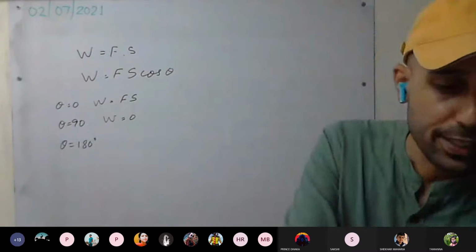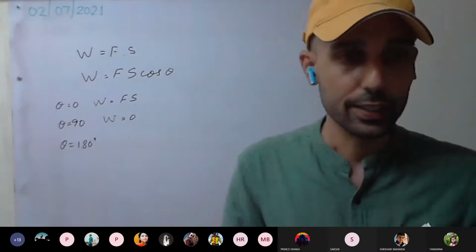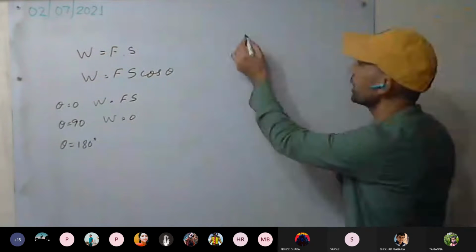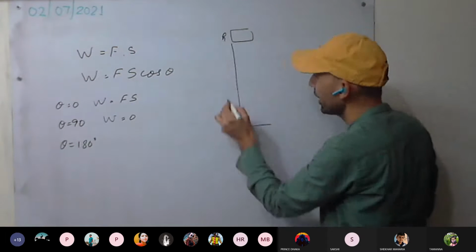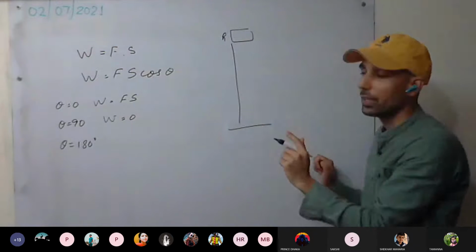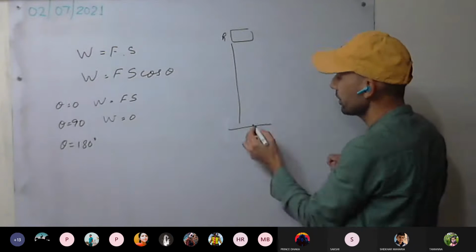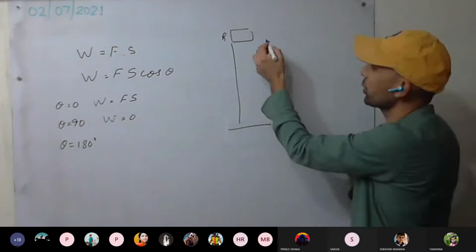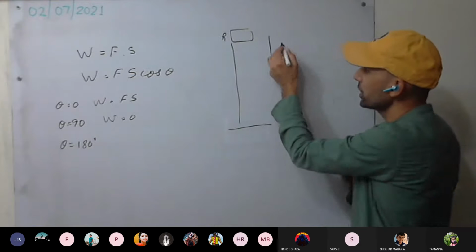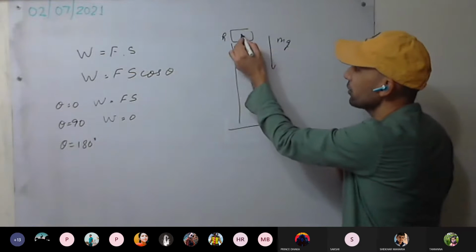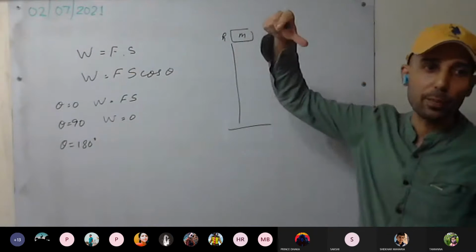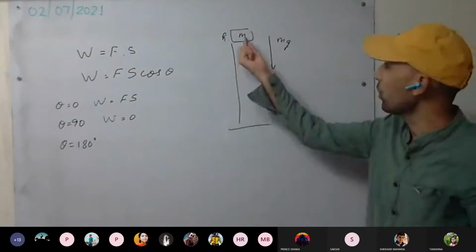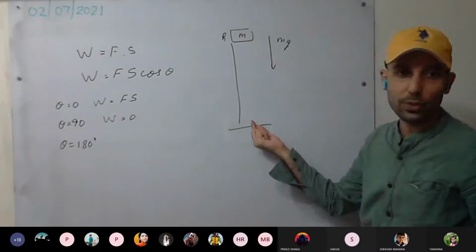One more example we take of gravitational force. For example, a body is at height h and it is dropping. So how much is the work done? Which force is acting on it? Gravitational force, that is mg force. If a body of mass m is dropped from a height of h, how much is work done on this body?